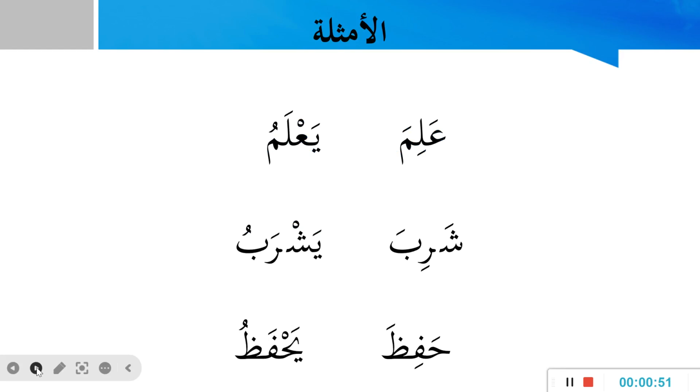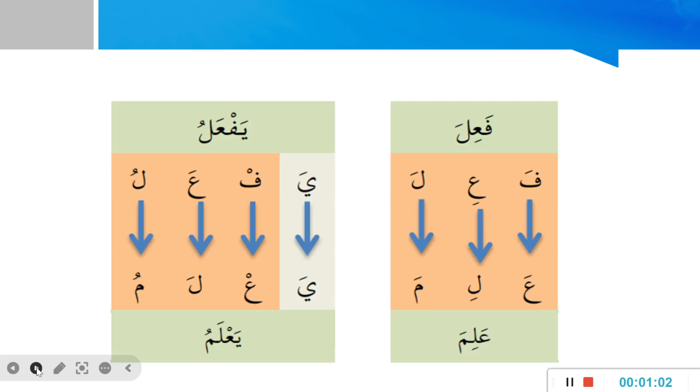These are examples for you. The first example here is عَلِمَ يَعْلَمُ. We also have شَرِبَ يَشْرَبُ, and حَفِظَ يَحْفَظُ.